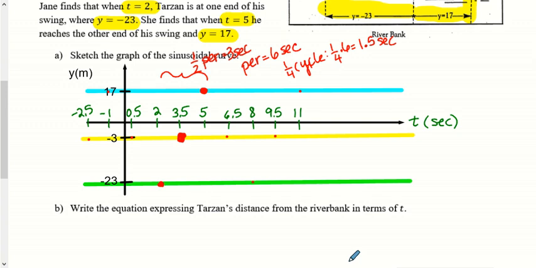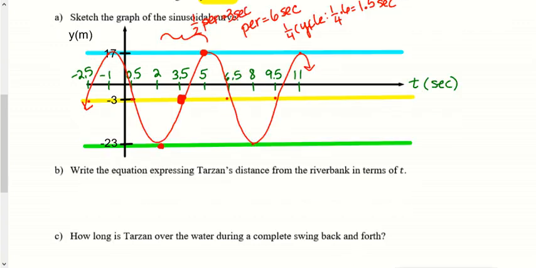Now I need to connect my points with a nice smooth sine curve. So I connect all those dots and I put arrows on both ends to show that I do keep going forever in each direction. Remember, it just said Jane randomly started the stopwatch in the middle of this swinging.